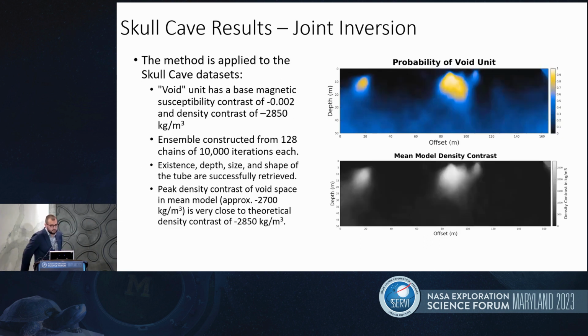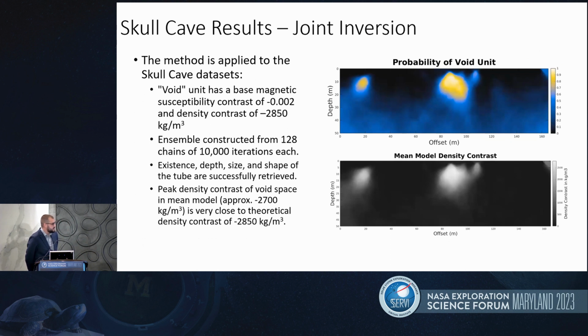So what does it look like? We applied this method to the Skull Cave datasets. Again, we have a void unit as previously defined. The ensemble is constructed in exactly the same way, 128 chains of 10,000 iterations apiece, and the existence, depth, size, and shape of the tube were successfully retrieved.